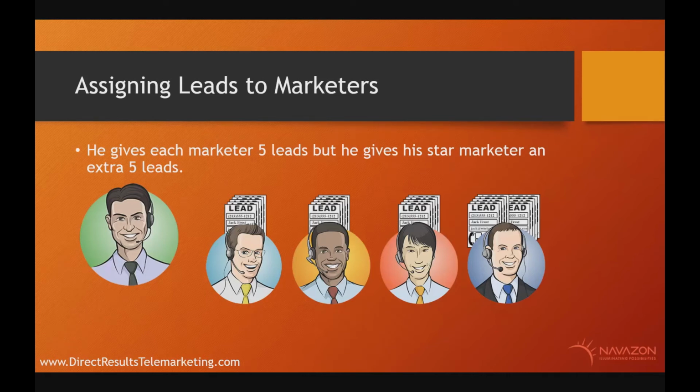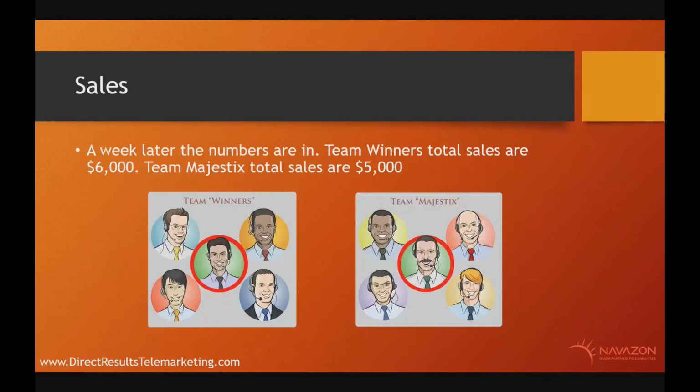And this is usually how leads are assigned in a sales organization. Or maybe he'll give him the leads that spent the most amount of money on the front end transaction. So the best performer usually gets the best leads. So a week later, the numbers are in. Each marketer has had 1 week to contact the leads and try to make a sale. A week later, reports are run to see what the outcome is.